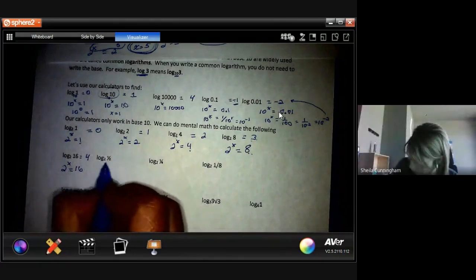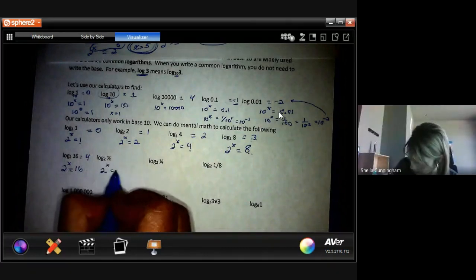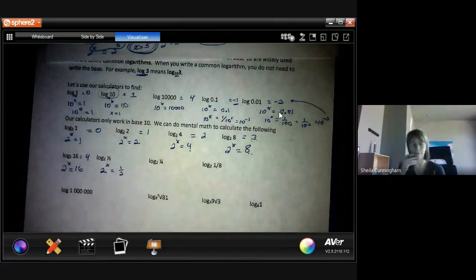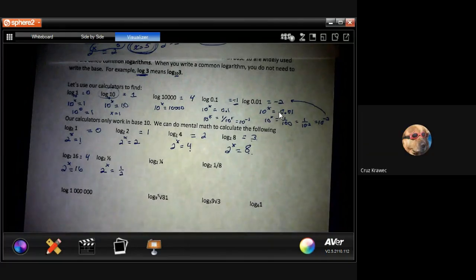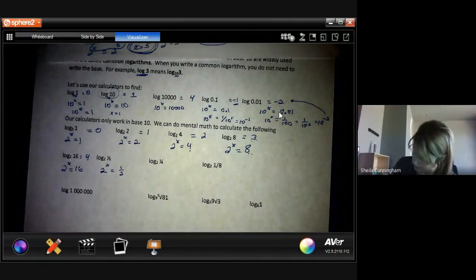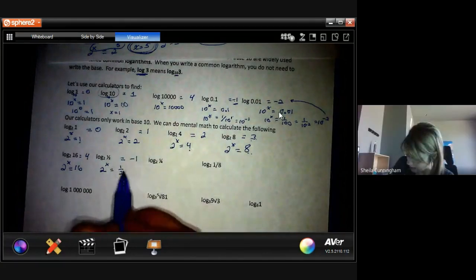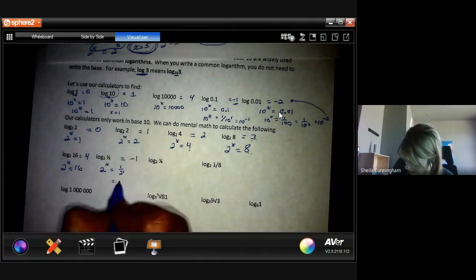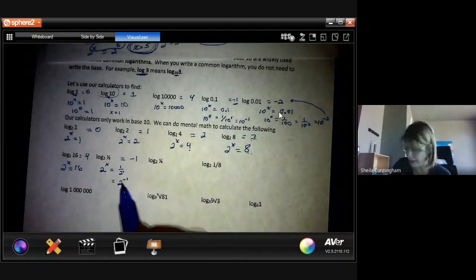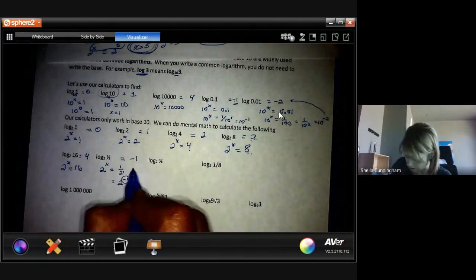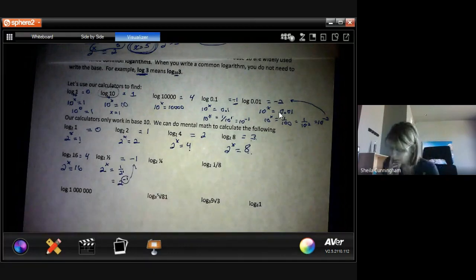So I'm going to say 2 to some power is got to equal 1/2. What's that going to equal? -1. Yeah, that's exactly it. So this right now is saying 1 over 2 to the power of a positive 1. But in reality, I can rewrite that 1/2 to show it as 2 to the power of -1. So this -1 is what my resulting answer is. You betcha.